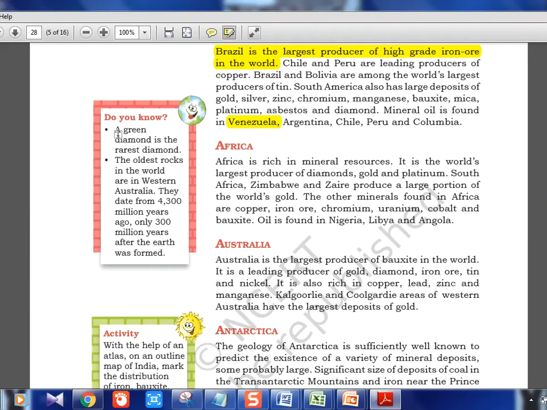A green diamond is the rarest diamond. It's just a terminology. The oldest rocks in the world are in Western Australia. Okay, the oldest rocks in the world are found in Western Australia. They date from 4,300 million years ago. Only 300. Okay, not much important.